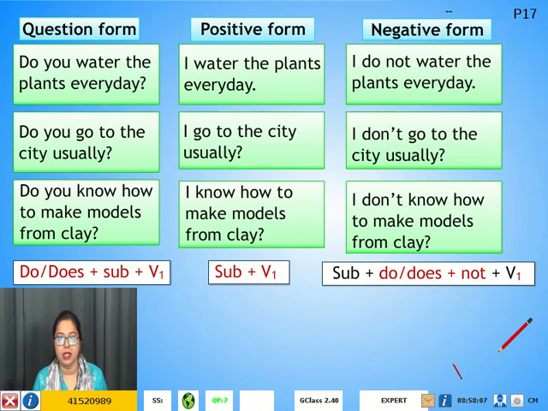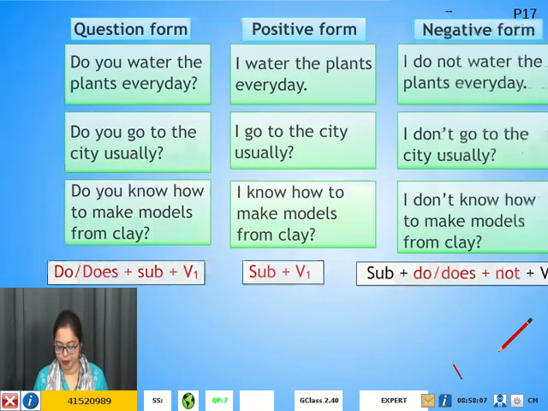And when you are answering the question in a positive form, what will the sentence structure be? The sentence structure will be subject plus V1 plus S or ES plus object. Okay. And when the answer is in a negative form, what will it be? It will be subject plus do or does plus not plus V1. Okay. I hope this much is clear to all of you.